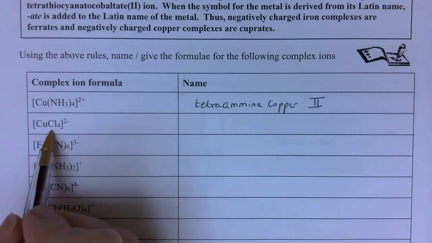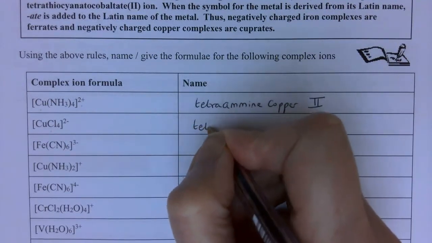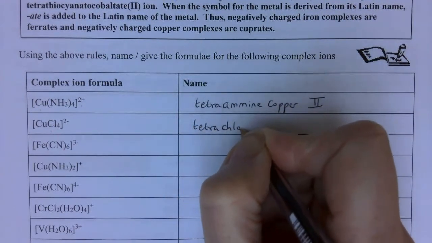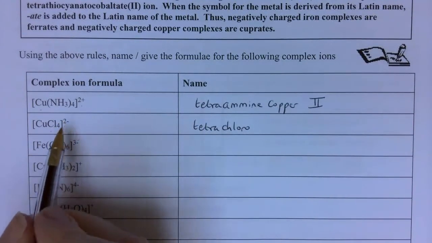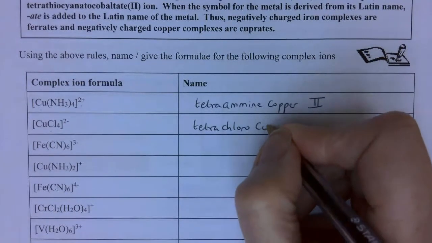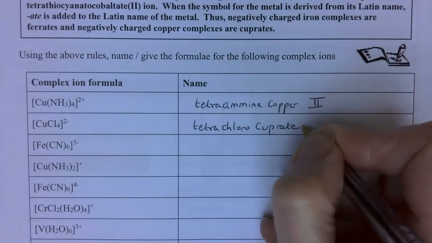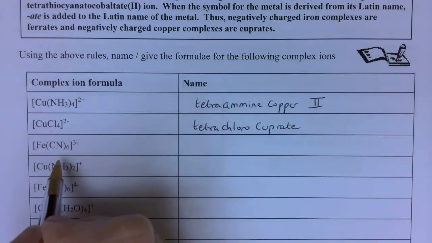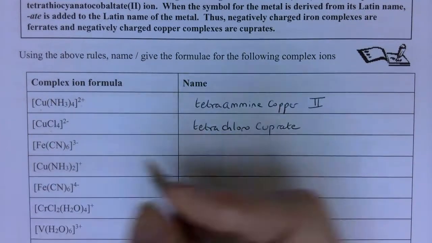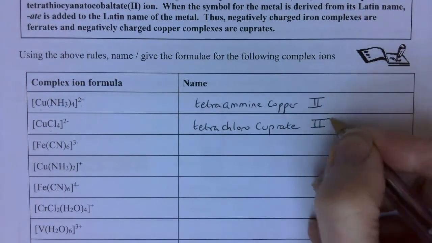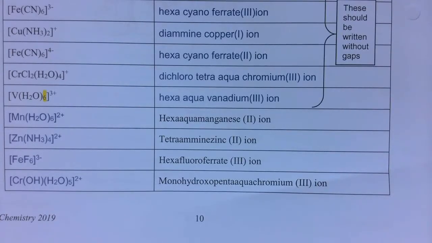If we look at the next example, we've got four chloro. So I've got, again, tetra, chloro. But this time it's an overall 2 negative charge, so it's tetrachlorocuprate, because the overall complex ion is negative, but the oxidation number of the copper is still 2+, so it's tetrachlorocuprate(II). Technically, these should be written without any gaps. We've just put the gaps in to make it easier to see.